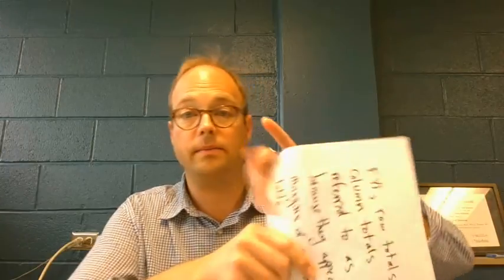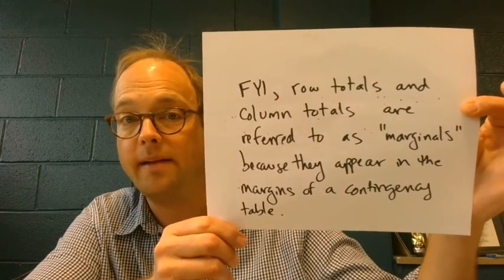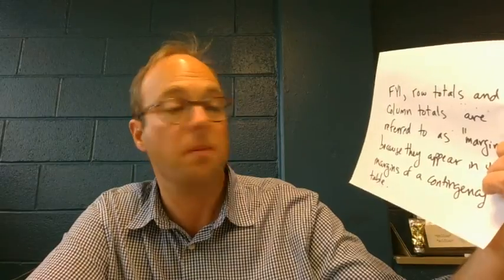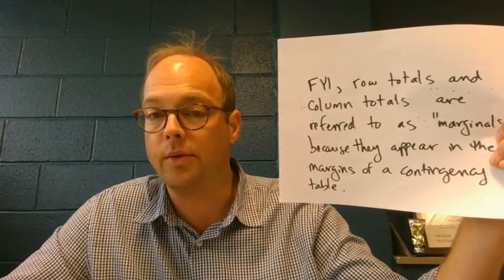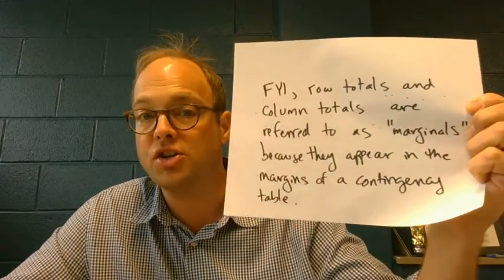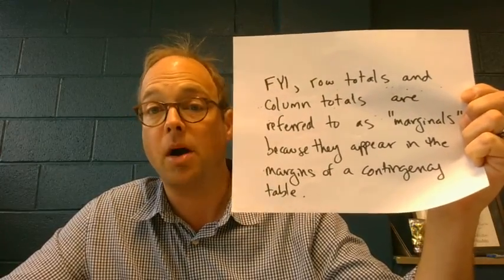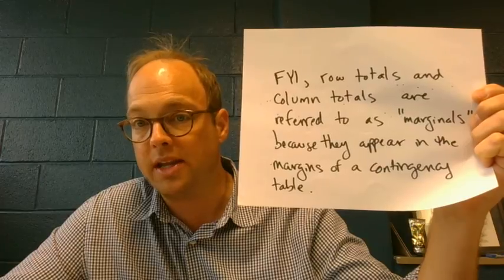Here's another handout. FYI, row totals and column totals are referred to as marginals. That's how they're often referred to in the literature, marginals. And the reason for that is that they appear in the margins, the edges of the contingency table.